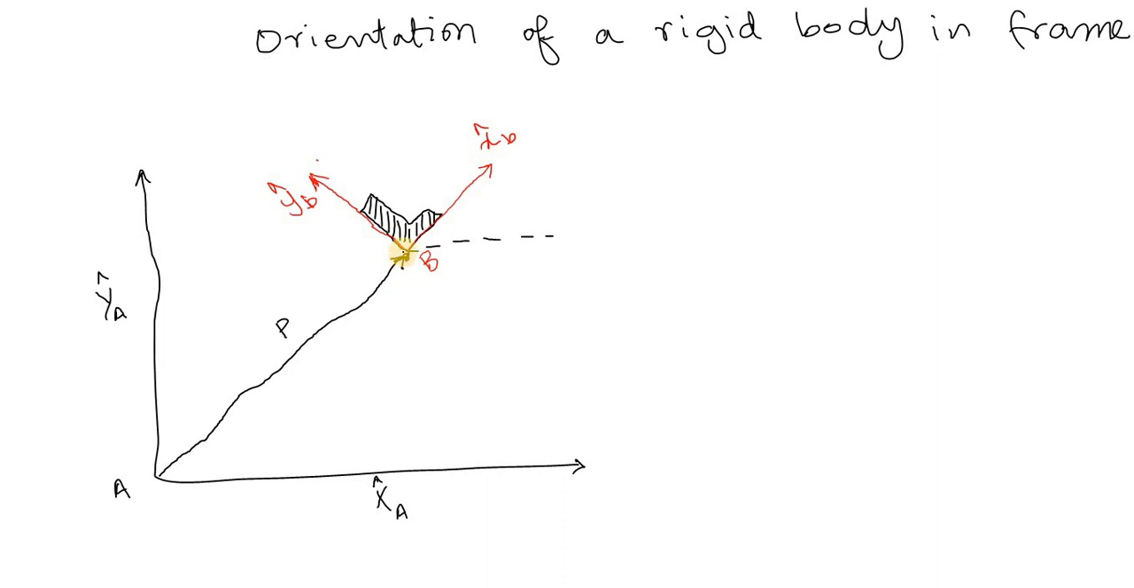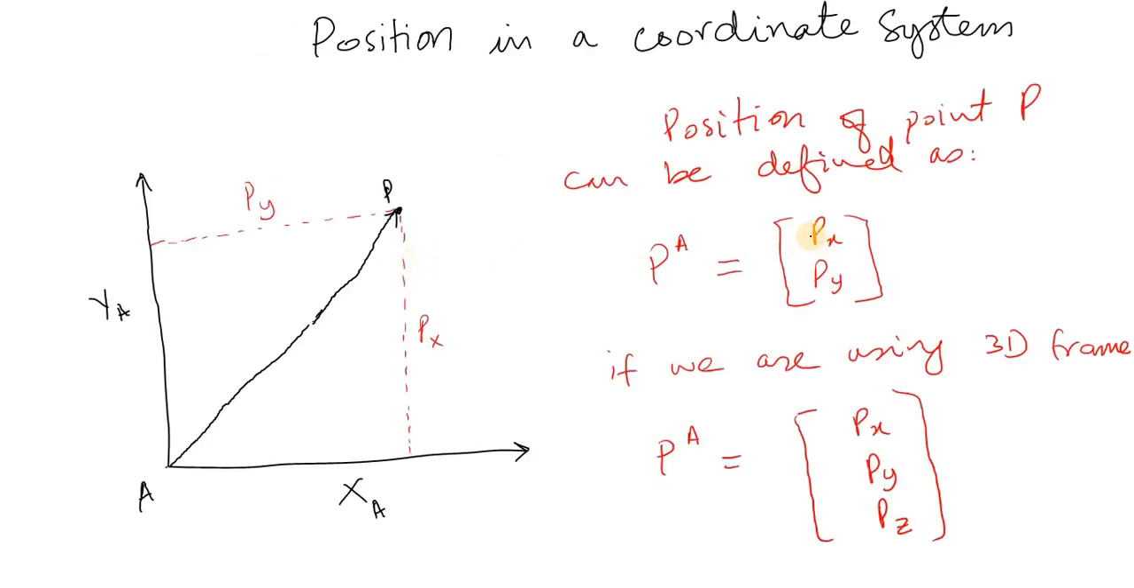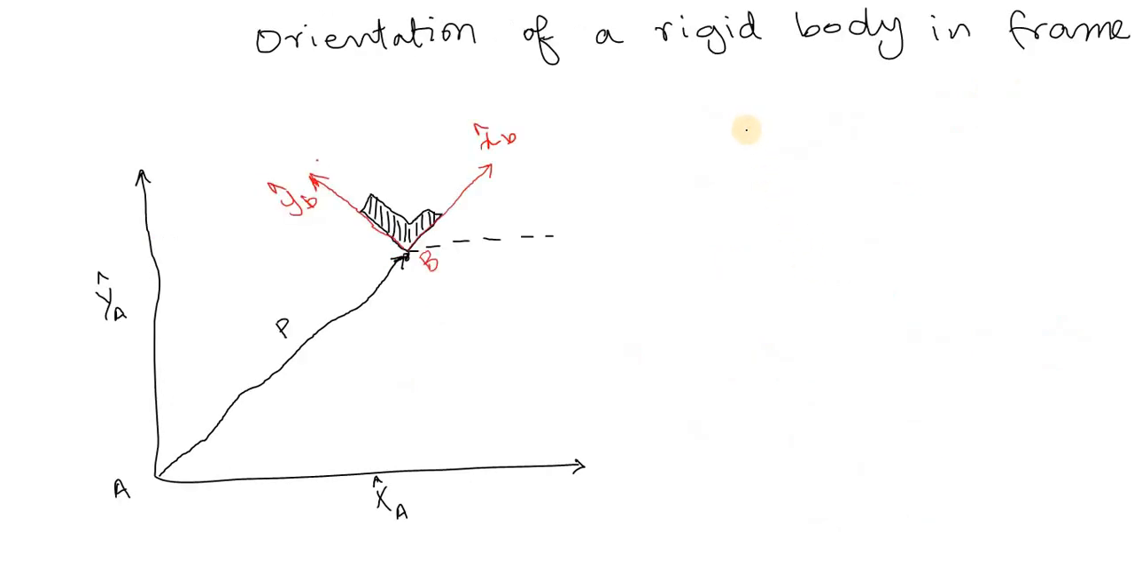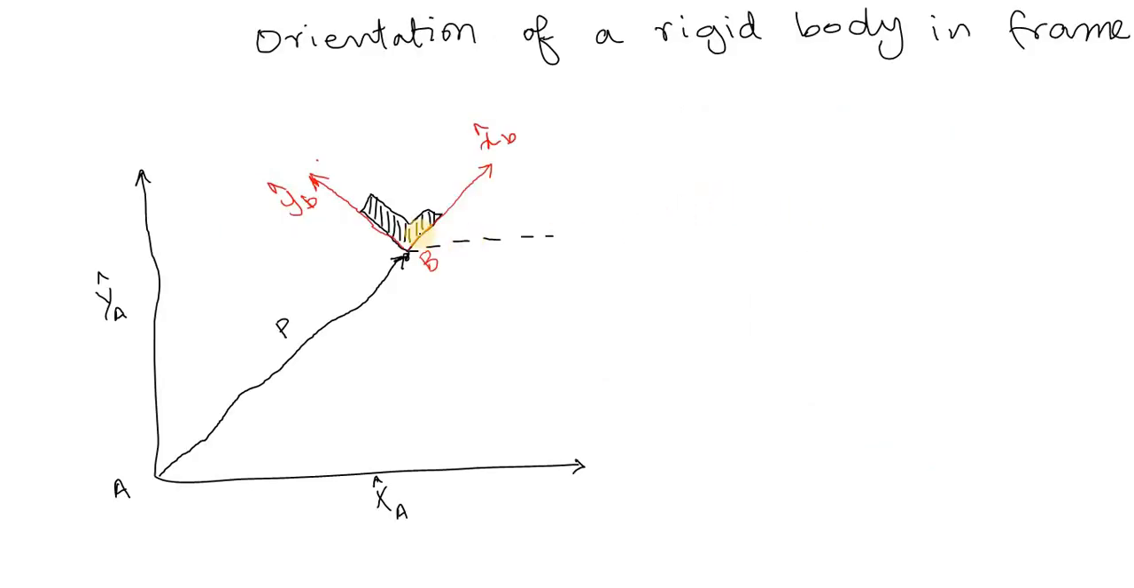So the position of this rigid body, we have already seen that the position can be described by this vector. Because it's two-dimensional, we can call it px and py. So px and py will be the position. We have already studied it, and now we are interested in orientation.